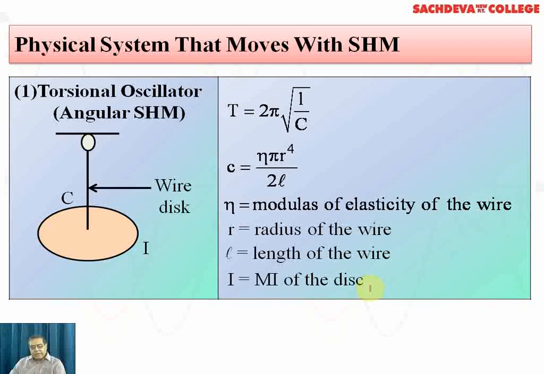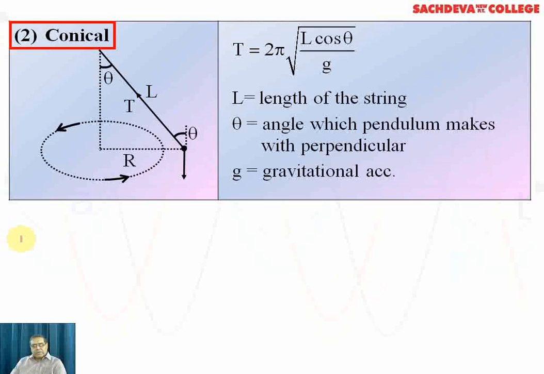When we say moment of inertia of the disc, it is normally given by the formula m r square, where r is the radius and m is the mass. Now we come towards the conical pendulum. In the case of the conical pendulum, there is a thread of length L, and this thread is at a certain angle, and it is moving in circular motion about the dotted line, that is the axis.